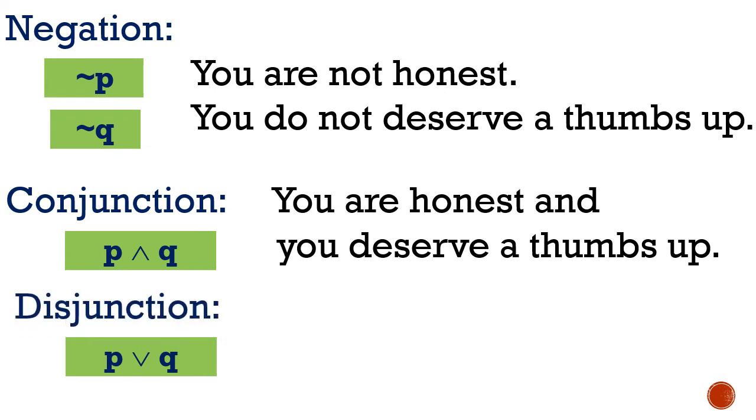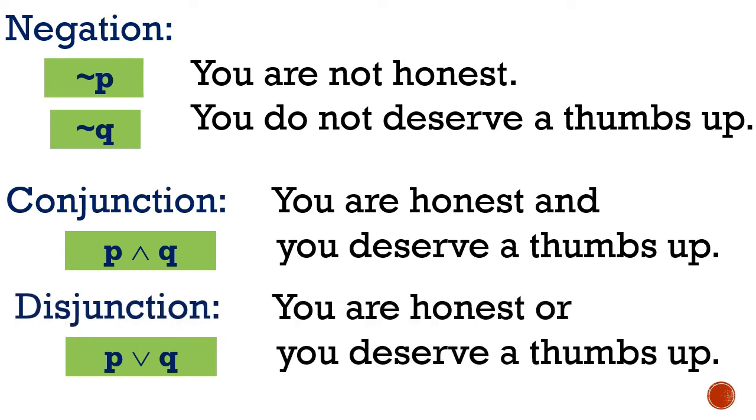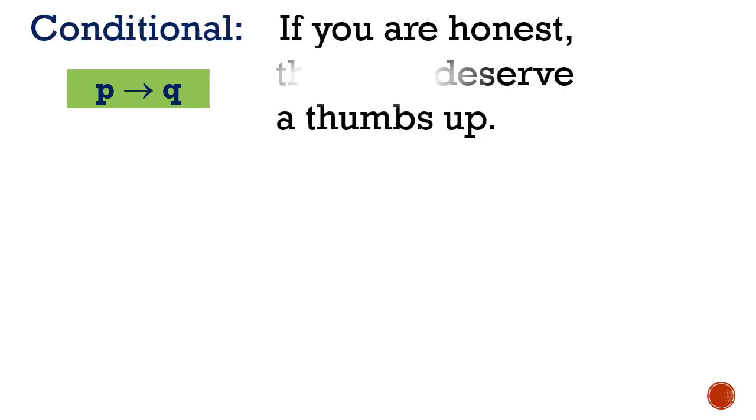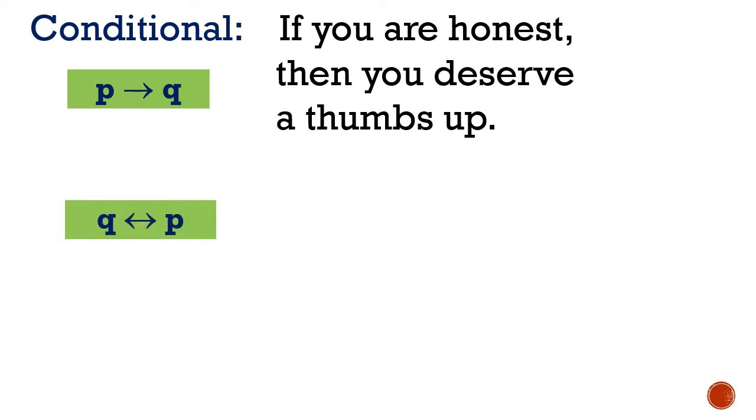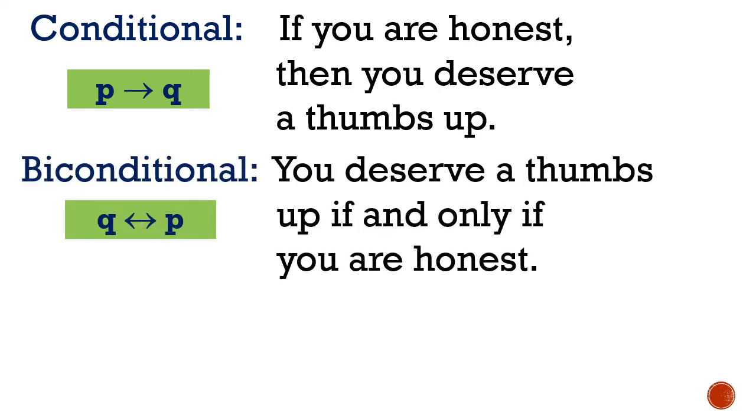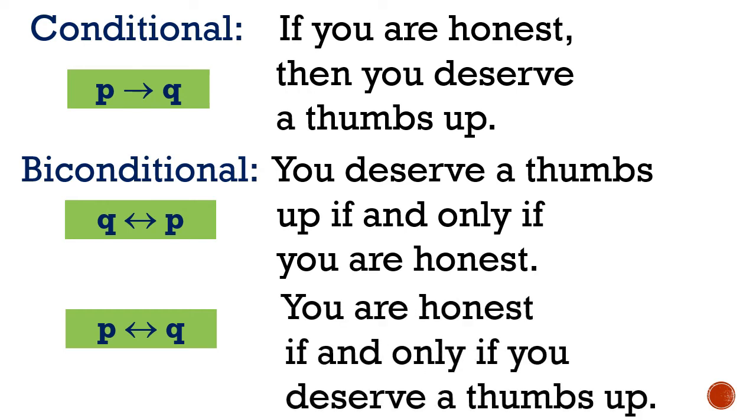For conjunction, P and Q, you are honest and you deserve a thumbs up. For P or Q, disjunction, you are honest or you deserve a thumbs up. For conditional, if P then Q, if you are honest, then you deserve a thumbs up. For biconditional, let's say that's Q if and only if P, you deserve a thumbs up if and only if you are honest. It can also be this way, P if and only if Q, you are honest if and only if you deserve a thumbs up.